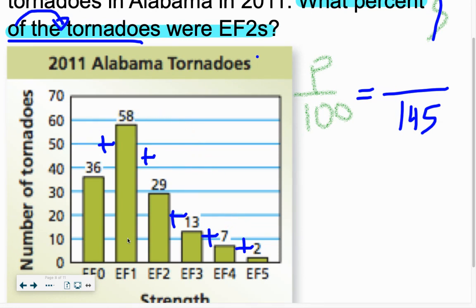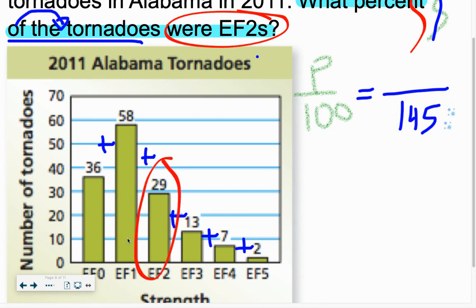And make sure you get the right number, because if we don't put the right number here, we're going to find out that we did all the math right, but a wrong number there, the total, is going to throw everything off. Then the last thing is, were EF2s. So how many tornadoes were EF2s? Doesn't tell us up here in the word problem, so go down here in the table, in the graph, in the whatever it might be, find the EF2s. Gives you 29.